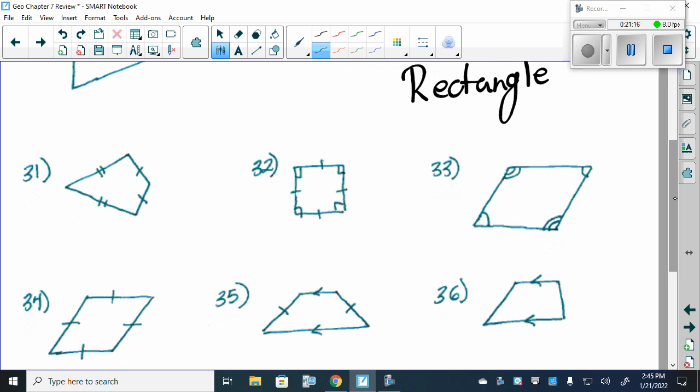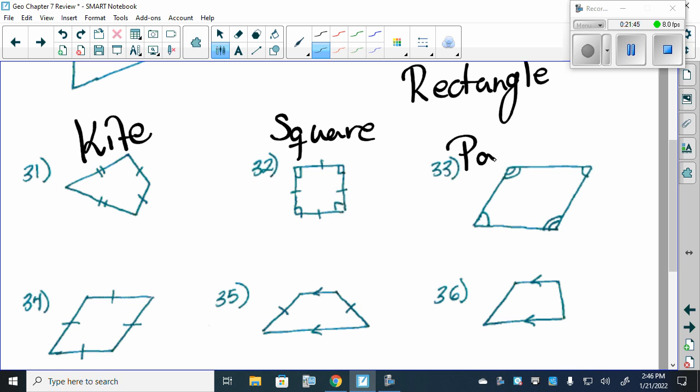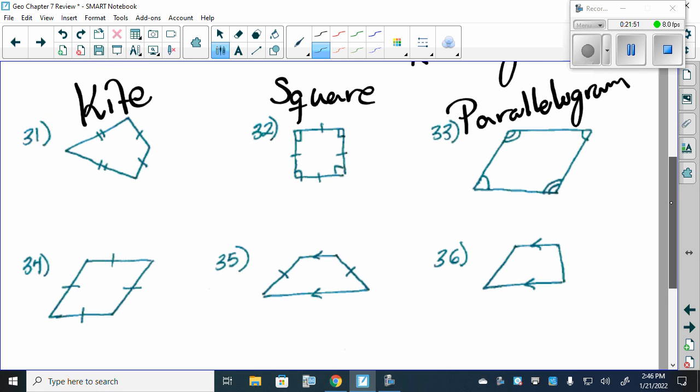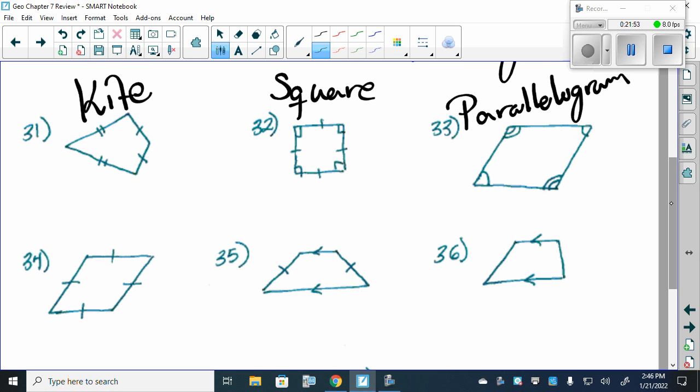Well, 31 would be a kite. Because a kite is a quadrilateral with 2 sets of consecutive congruent sides. 32 would be a square. 33 is a parallelogram, because it does have the opposite angles are congruent. 34 would be a rhombus.